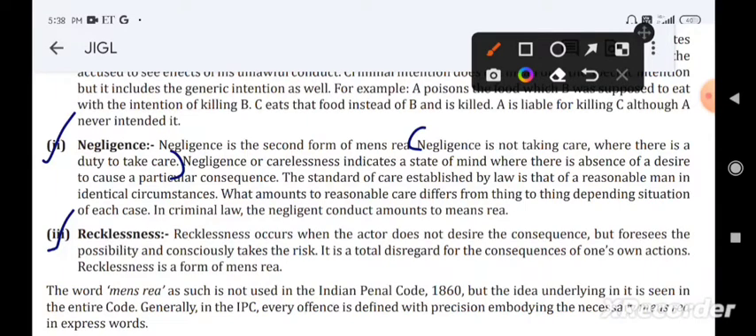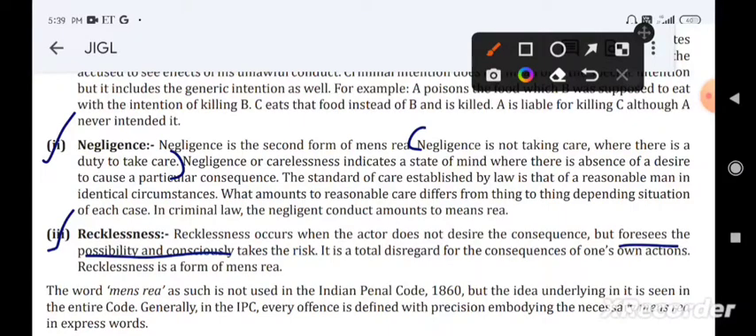Recklessness occurs when the actor does not desire the consequences, but foresees the possibility and consciously takes the risk. So there are many exceptional cases where mens rea is not required in criminal law.